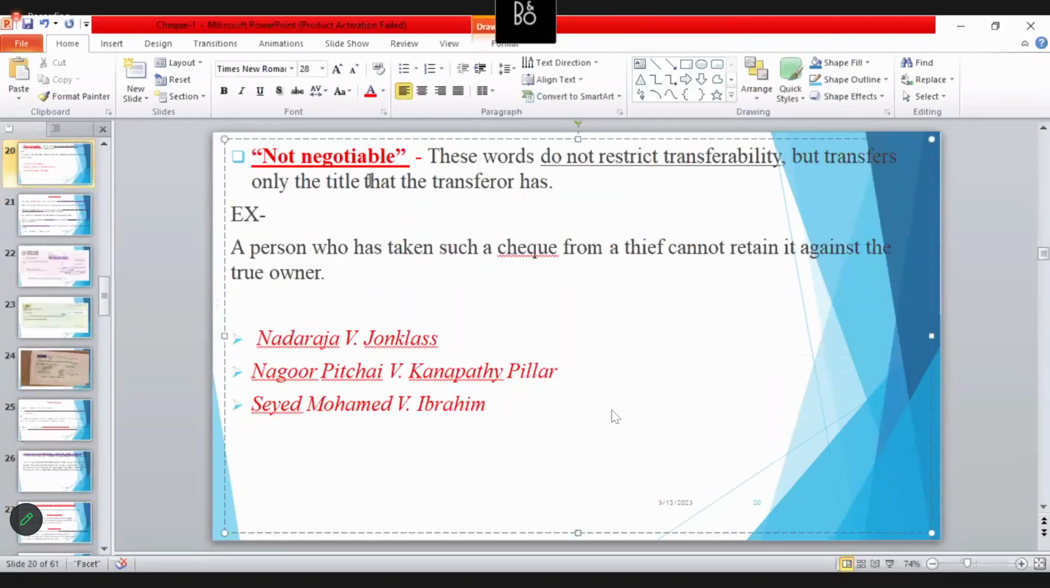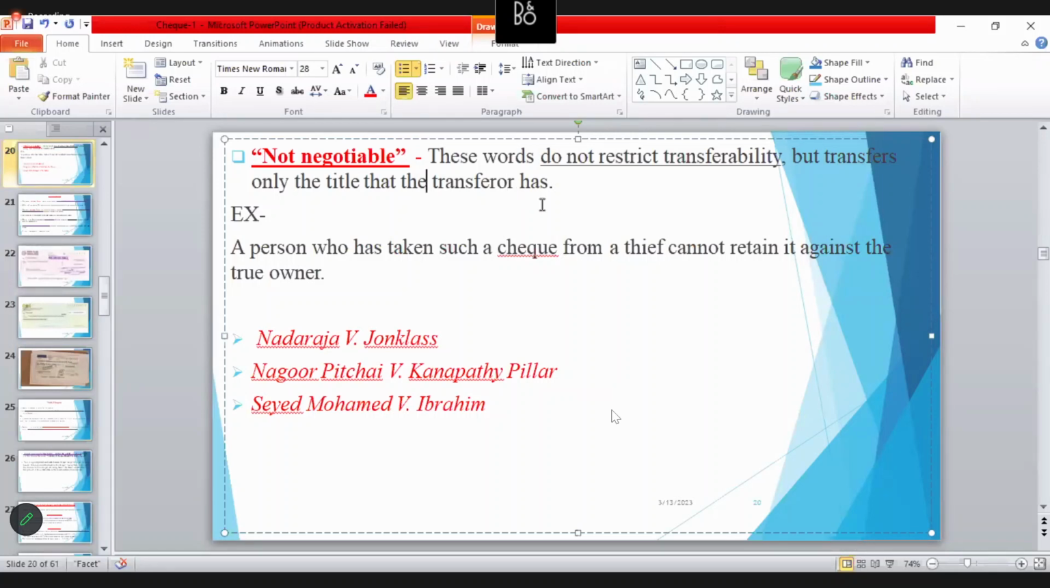Then, see what I am explaining. Not negotiable: these words do not destroy transferability, but transfer only the title that the transferor has. These words 'not negotiable' don't mean that you cannot transfer. Still you can transfer, but this transfers only the title that the transferor has. What's the title you have? If you have a good title, the good title; if you have a bad title, then you transfer the bad title.